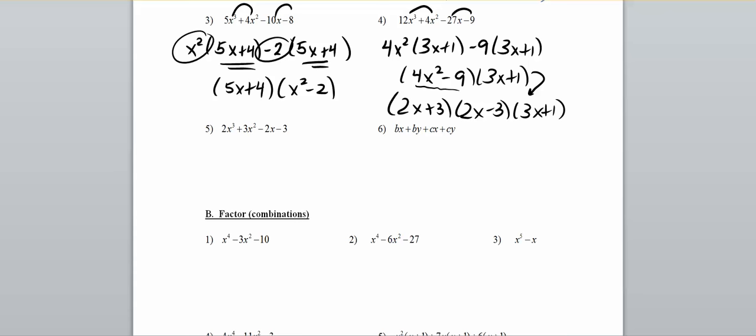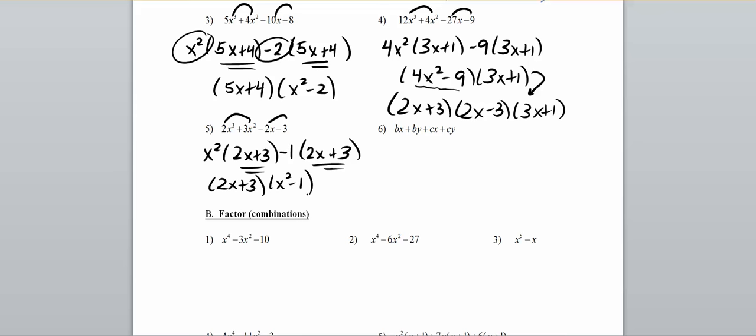Now let's look at number 5. Again, if you did this on your own, let's try 2, 2 grouping. You should have pulled out an x squared, and you get 2x plus 3. Now, again, I have a negative 2x minus 3. If I want to get a positive 2x plus 3, I've got to pull out a negative 1. So put negative 1 here. Negative 2 divided by negative 1 is positive 2, and I still have an x. Negative 3 divided by negative 1 is positive 3. So I know I've done this correctly because 2x plus 3 is my common factor for both terms, and then x squared minus 1 is what's on the outside.